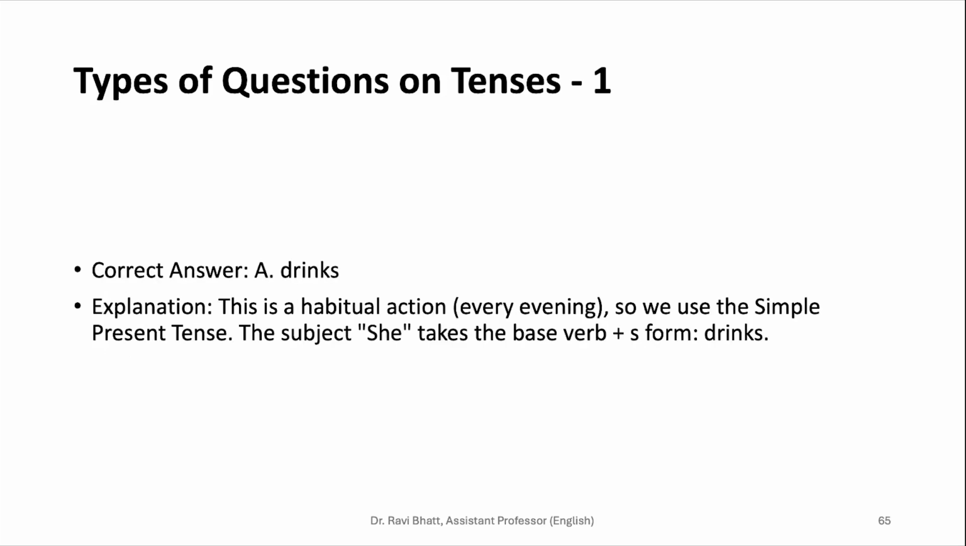Now let's discuss the correct answer. It is A, she drinks. Now this is a habitual action that we are referring to. Every evening a person drinks tea. This is a habitual action, so we use the simple present tense. So the subject, she, takes the verb form. So it will be she drinks tea every morning.